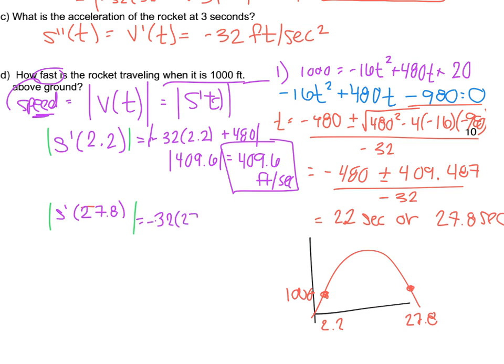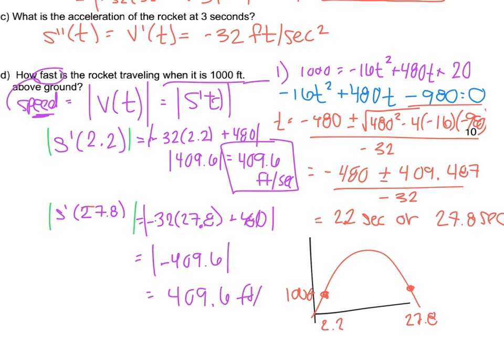So that's going to be negative 32 times 27.8 plus 480, all in this absolute value. When you do negative 32 times 27.8 plus 480, that ends up being negative 409.6. So taking the absolute value, we get the same exact speed both times the rocket is 1,000 feet in the air. Once on its way up at 1,000 feet, it was traveling at 409.6 feet per second. And on the way down, it was traveling 409.6 feet per second, which is pretty cool when you think about that.